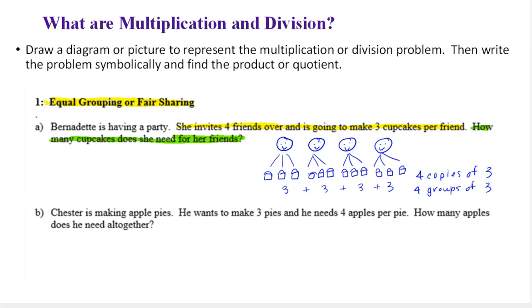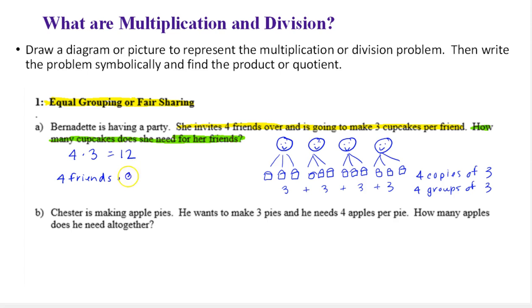So imagine she had 750 friends. You certainly wouldn't want to add 3 to itself 750 times. Instead, we say that this is 4 times 3, and we see our result is 12. Let's write this with units like we did with the other problems, because this can be really helpful for multiplication and division. So the 4 was 4 friends. Then times, we have 3 cupcakes per friend.